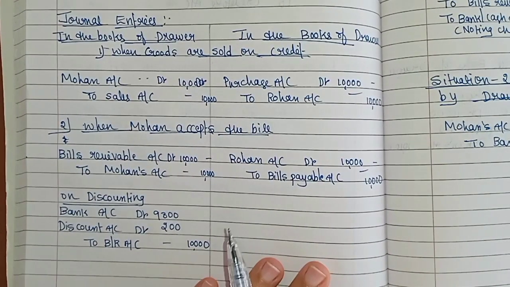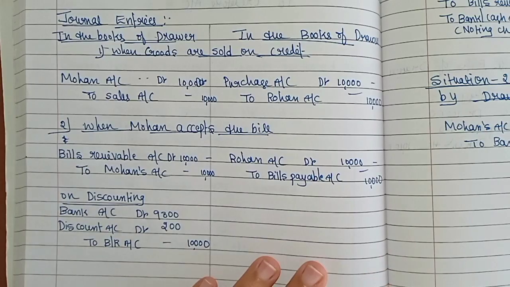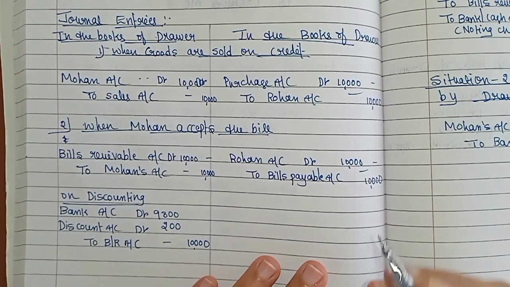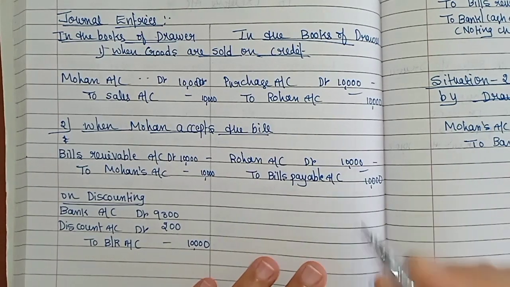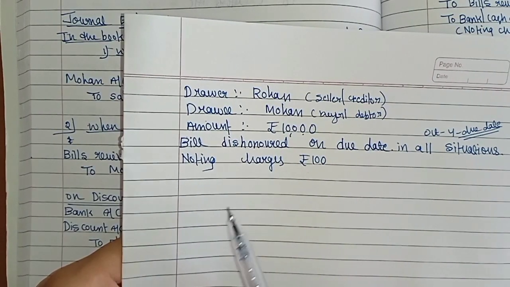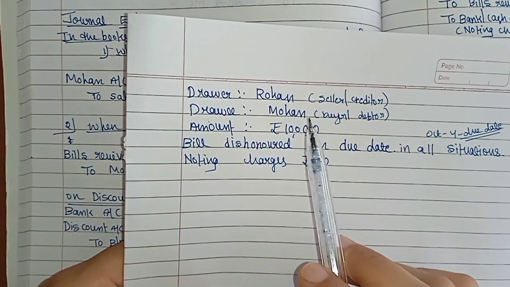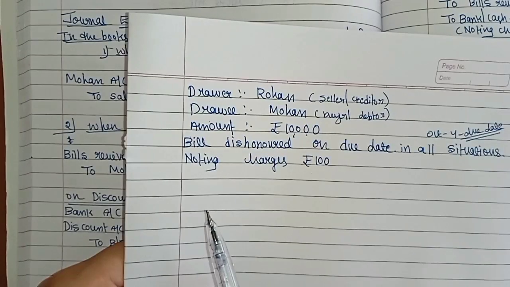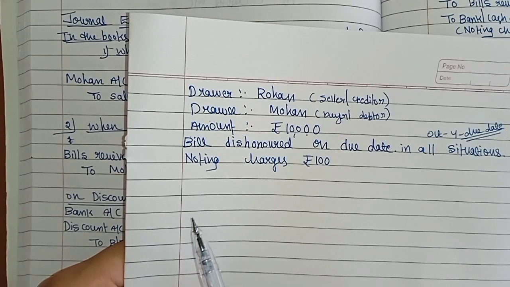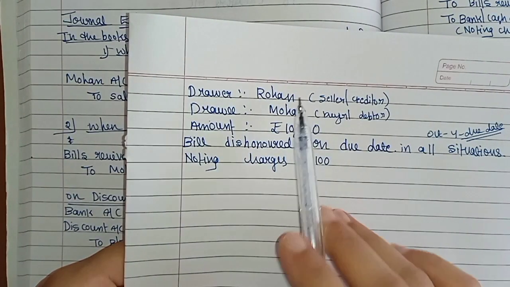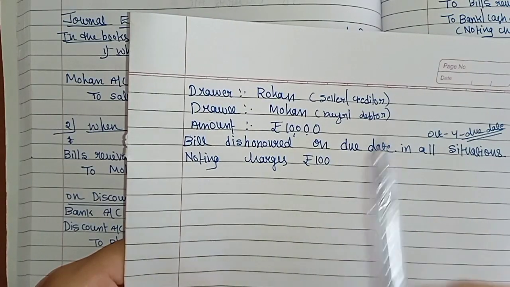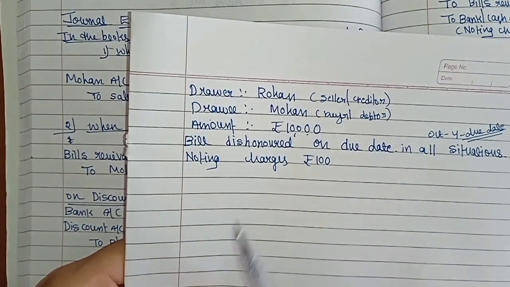Now the next common entry, that is when Mohan accepts the bill. Here Rohan draws the bill and it is accepted by Mohan, the drawee, for the payment of rupees 10,000. Right? Mohan accepts the bill and gives it back to Rohan. Clear? Here don't get confused. Rohan is the drawer, the seller of goods. Mohan is the drawee, the buyer of goods.